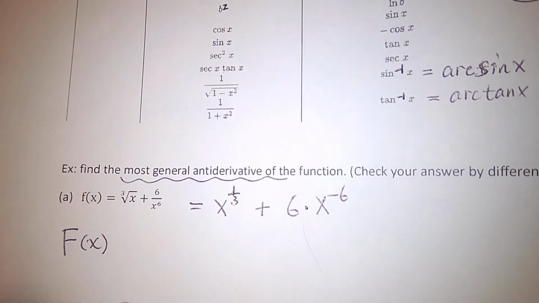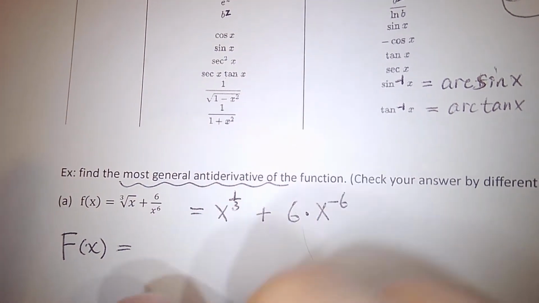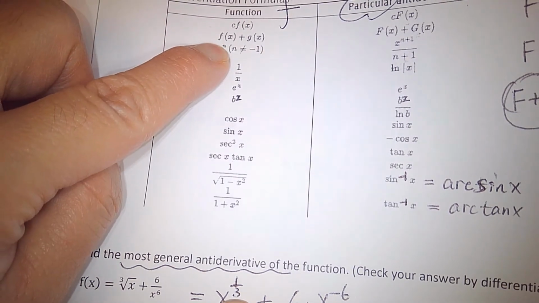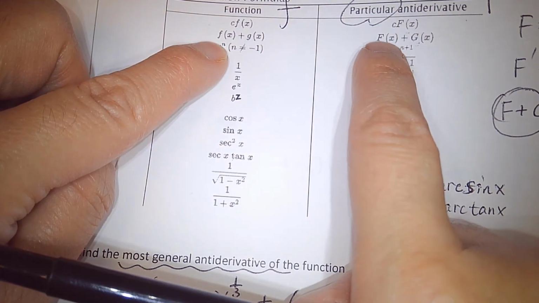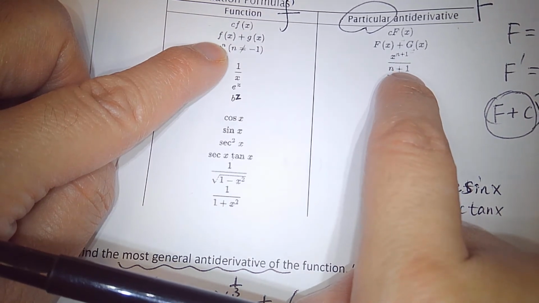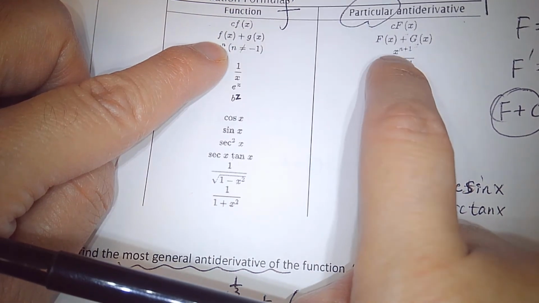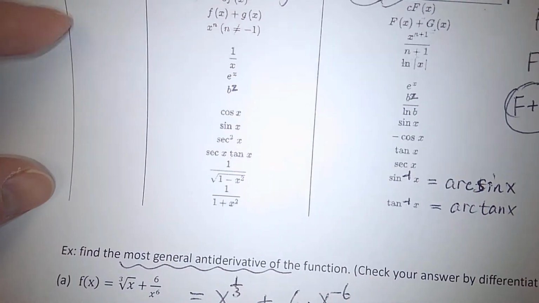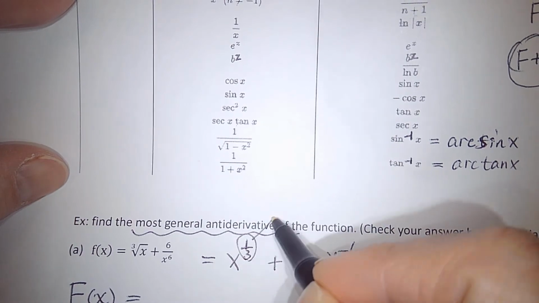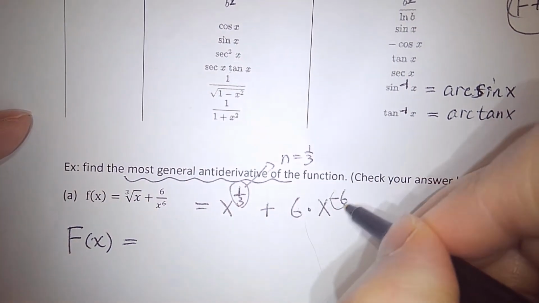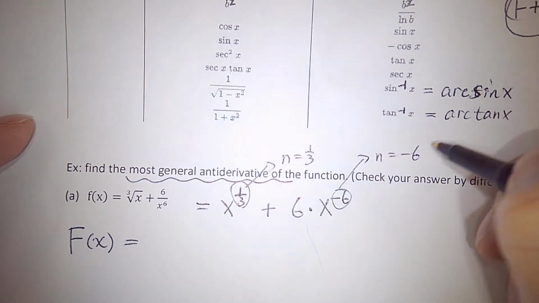Capital F. If n is 1/3, here the antiderivative should be what? 1 over n plus 1 times x to the n plus 1 power, right? So n is 1/3 in this problem, right? This is when n equals -6.